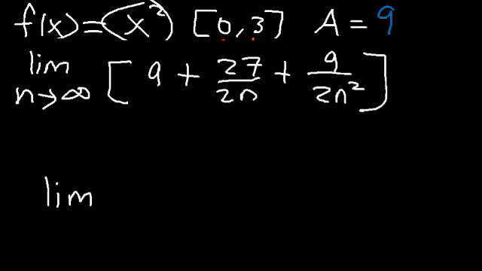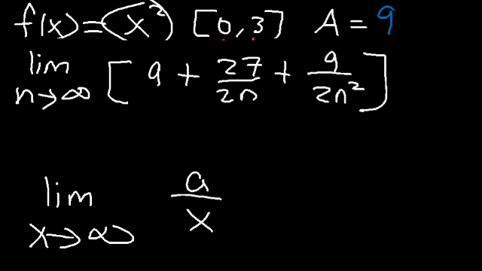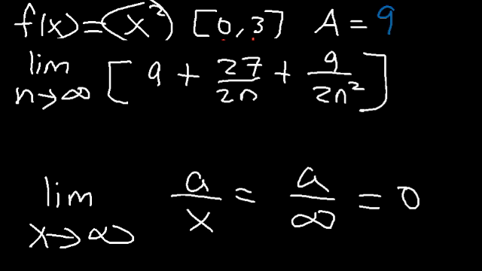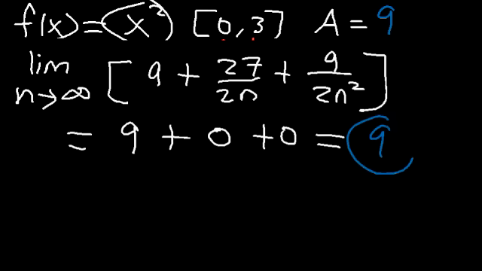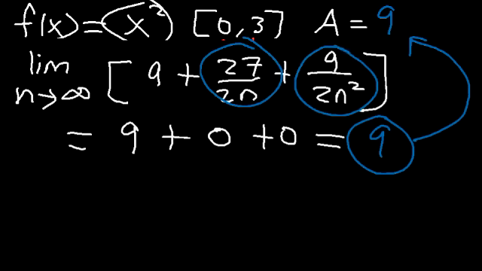Now, whenever you take the limit as x approaches infinity for a constant divided by a variable, this is going to be a constant divided by infinity. Whenever you divide a finite number by an infinite number, it's always equal to 0. So therefore, this is going to be 9 plus 0 plus 0. So the final answer is 9. 27 divided by infinity is 0. 9 over infinity is also 0.